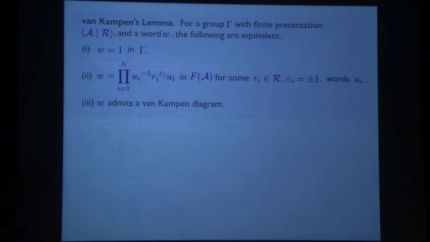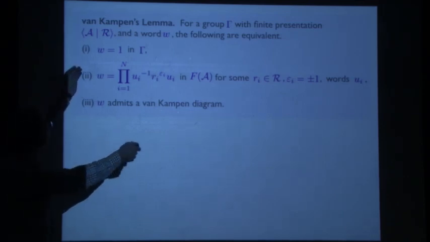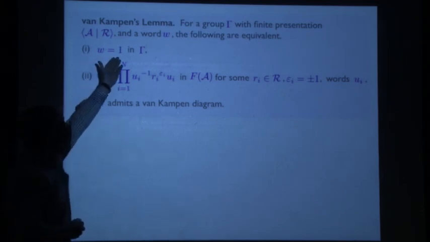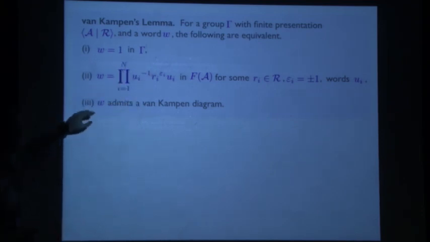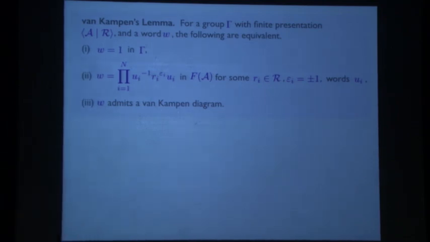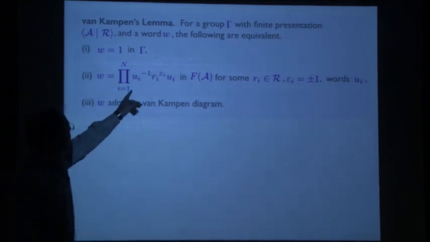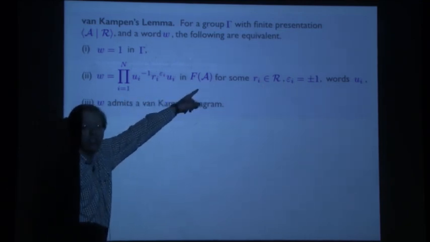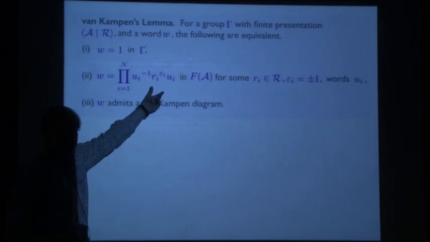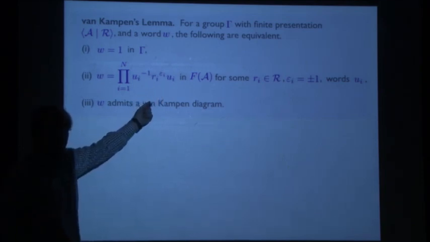This is completely general. If you've got a group gamma with finite presentation, and you've got a word W, then the word represents the identity in the group. Well, what does that mean? That means the word is in the normal closure of the defining relations. That is, the word is equal in the free group on the generators to a product of conjugates of defining relations and their inverses. That's what it means to be in the normal closure.